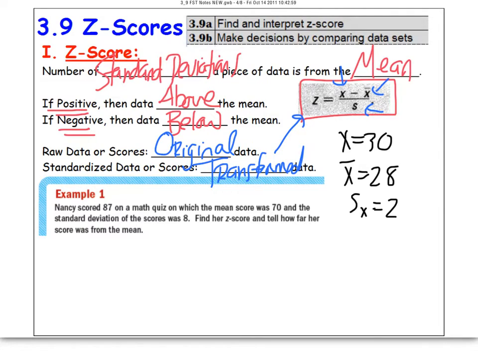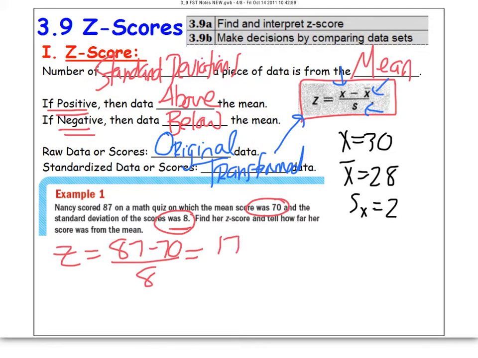Nancy here scored an 87 on a math quiz. The mean of the class was 70. The standard deviation was 8, which means on average, if I randomly chose a student, they'd be 8 points above or below the mean. Find her z-score. Easy enough. Her score of 87 minus 70 over 8. Just do your order of operations correctly. You must do 17 on the top and over 8. Then you're going to get 2.125.